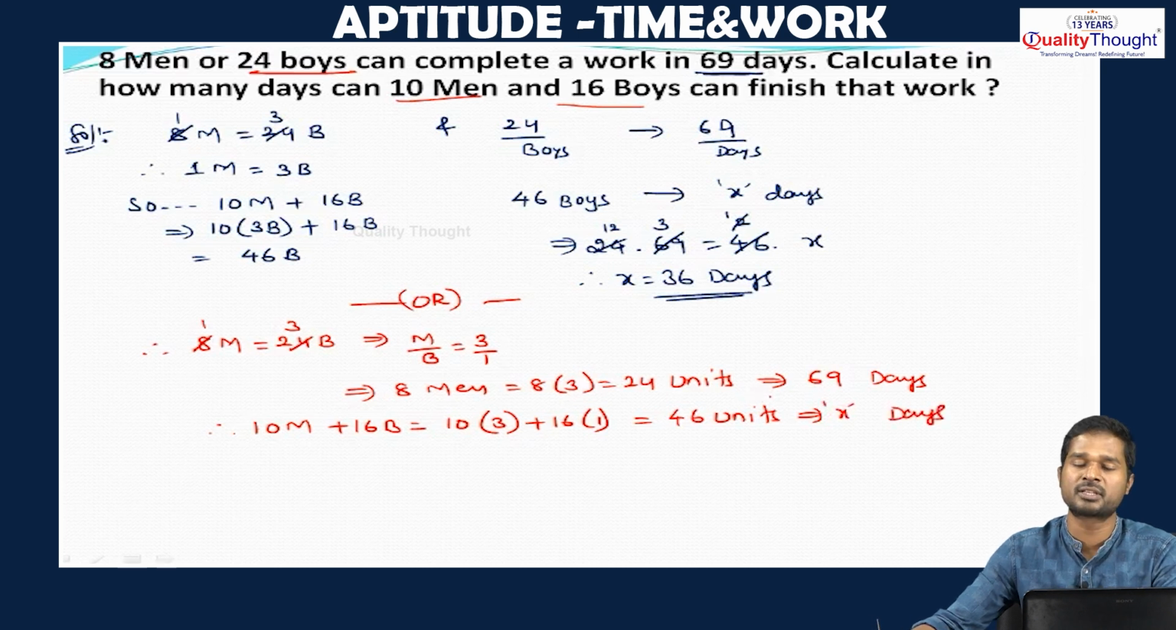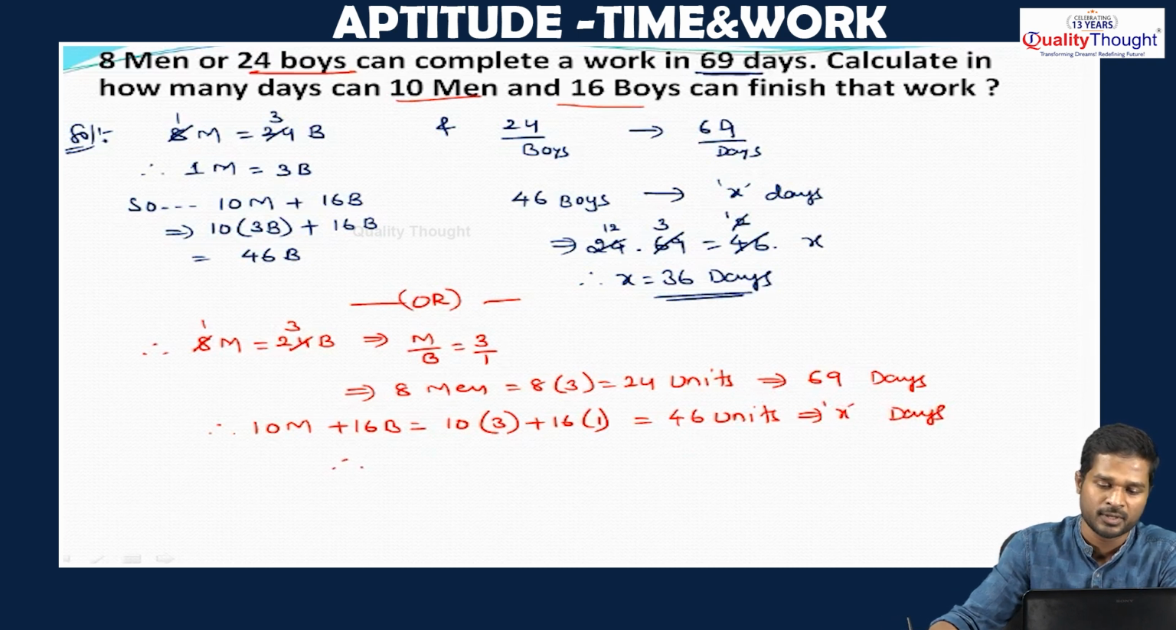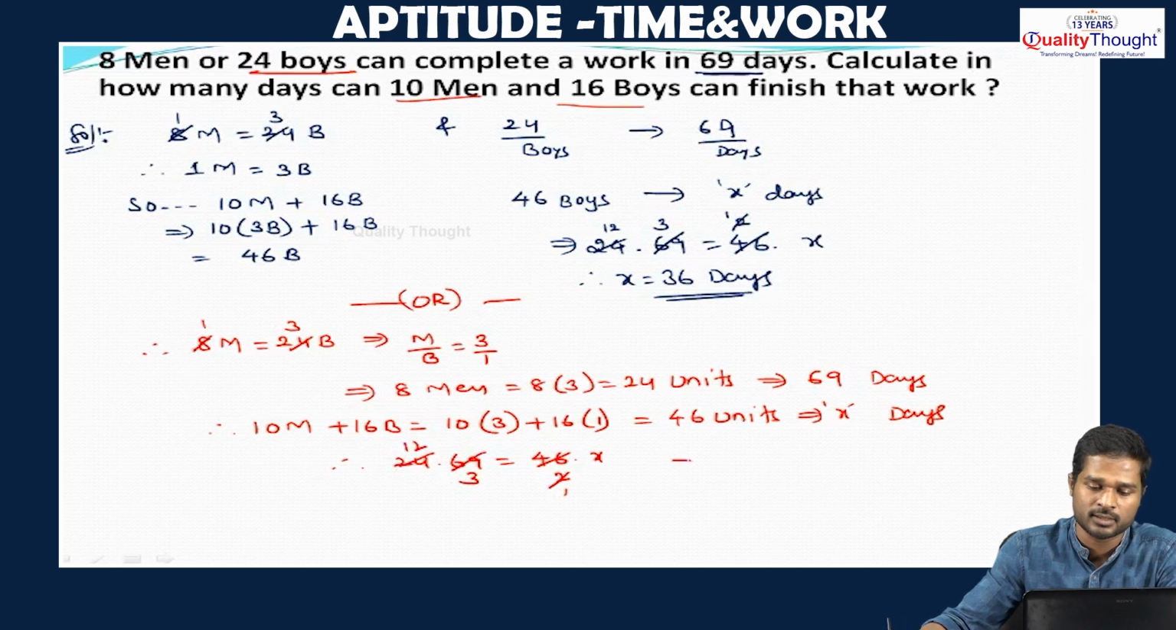If 24 units of the work is done in 69 days, then 46 units of the work is done in how many days? Again, so this is 24 into 69 is equals to 46 into x. So 23 2s are 46, 23 3s are 69, 2 12s are 24. So that is x is equals to 36 days.